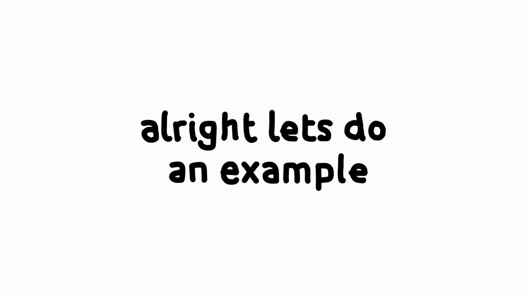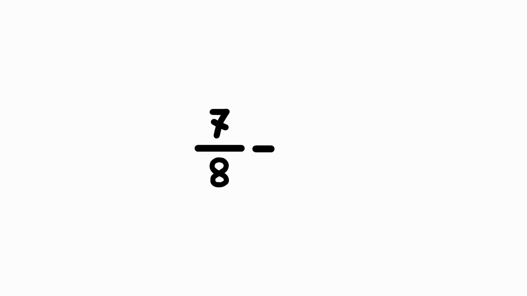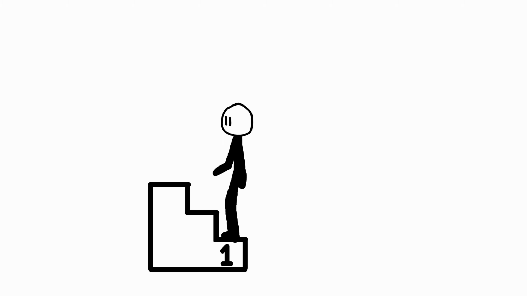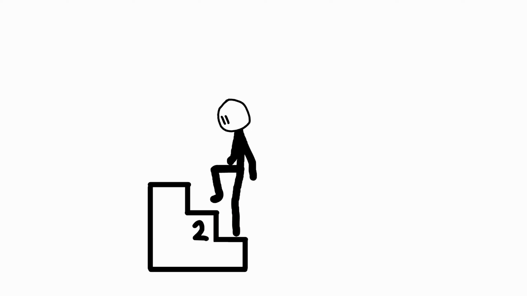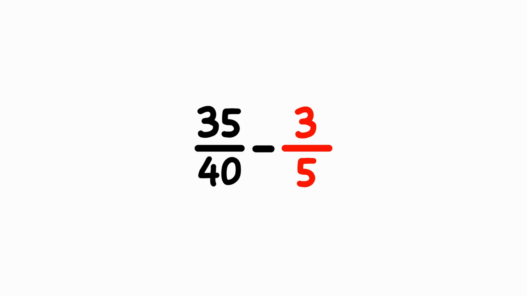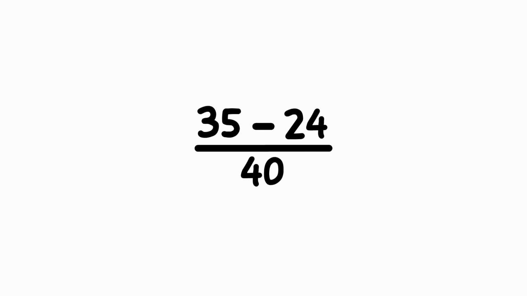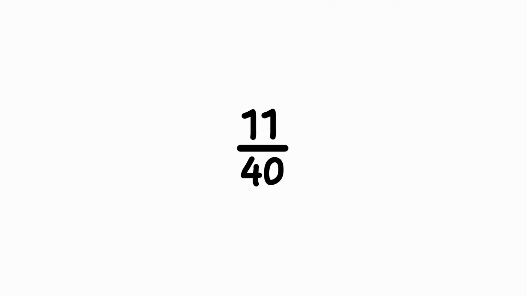Alright, let's do an example. 7 over 8 minus 3 over 5. Step 1. Take the first fraction, times it by 5, both the top and the bottom. Step 2. Take the second fraction, times it by 8, again, top and bottom. And then the third step, you just do 35 minus 24, which is equal to 11. So we get 11 over 40.